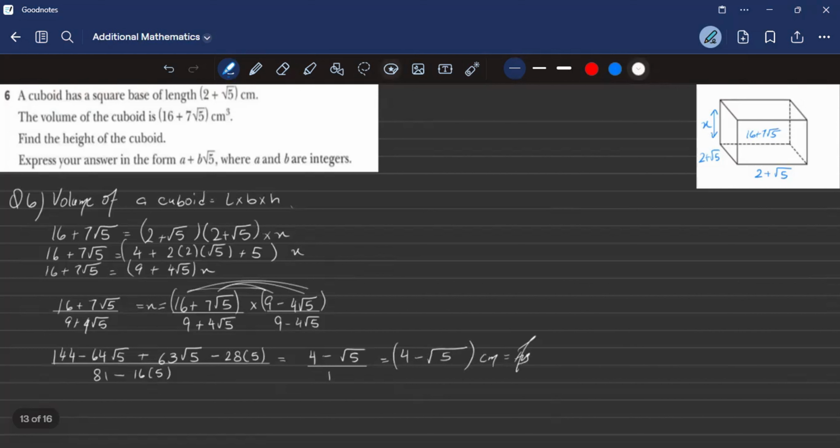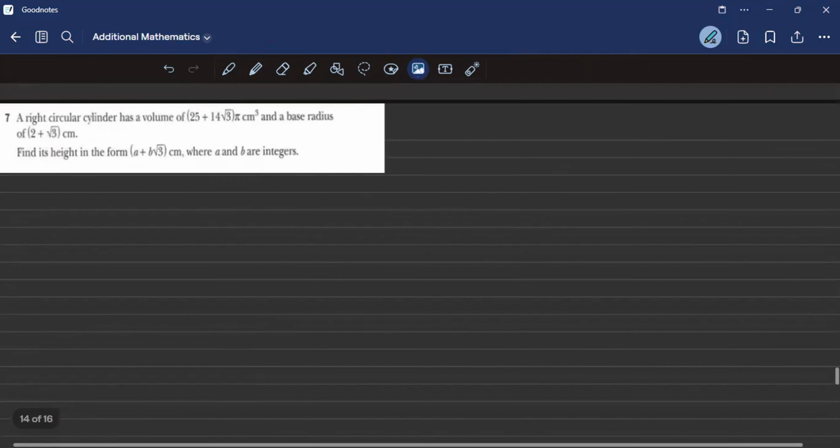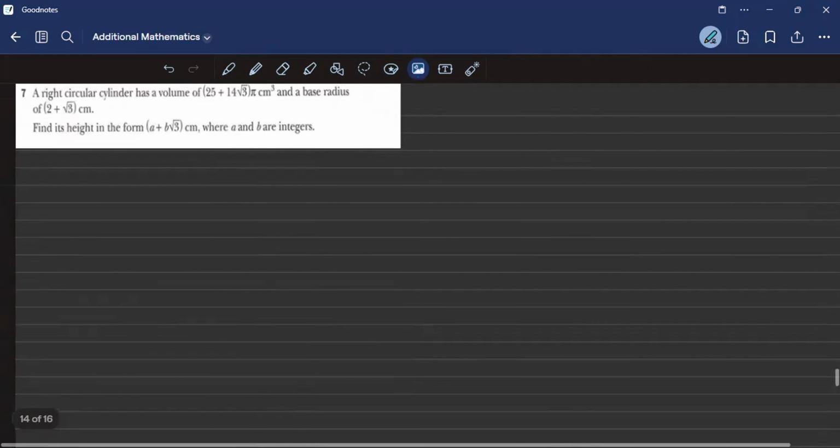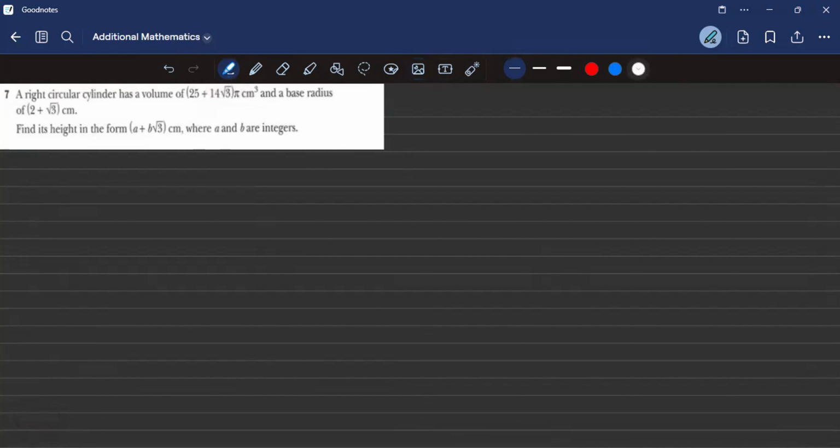And that's it for question number 6. Proceeding on to question number 7. A right circular cylinder has a volume of 25 plus 14 under root 3 pi centimeter cube and base radius of this. Find the height. So the thing is, I'll try to make a cylinder first of all.